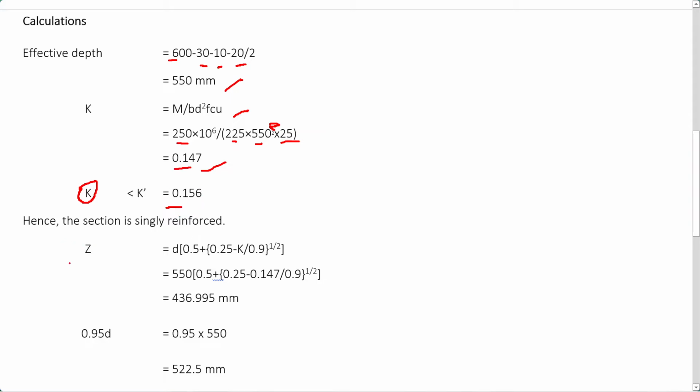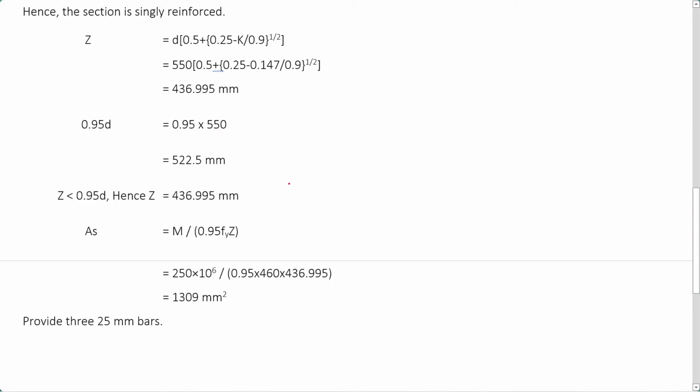Now we can calculate the lever arm for the section. This equation is also given in the standard, so you can use it directly. Z equals d times 0.5 plus the square root of 0.25 minus K over 0.9. Since we know d is 550 and the K value, if we substitute, we get the lever arm 436.9. Now we have to check whether the lever arm is less than 0.95d. This is a requirement. If it is greater, you have to consider 0.95d as the lever arm in design calculations.